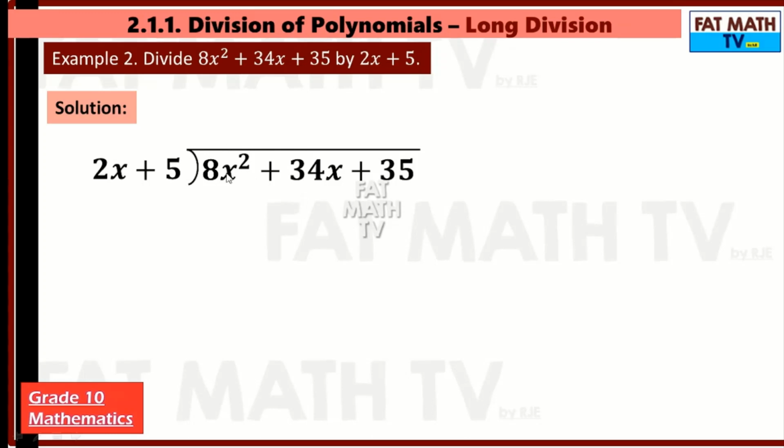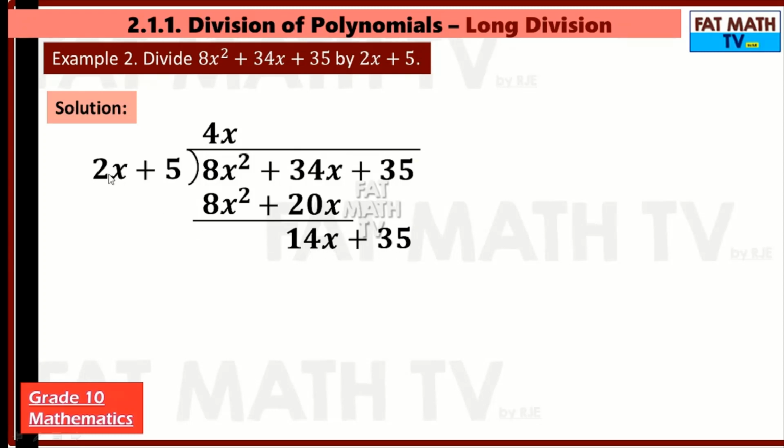So 8x squared divided by 2x is 4x. So 8 divided by 2 is 4. x squared divided by x is x. And then multiply. 4x times 2x, that is 8x squared. 4x times 5, that is 20x. And then subtract. 34x minus 20x is 14x. Of course, 8x squared minus 8x squared is 0. And then bring down 35. So you will have 14x plus 35.